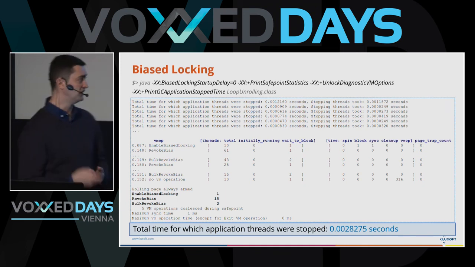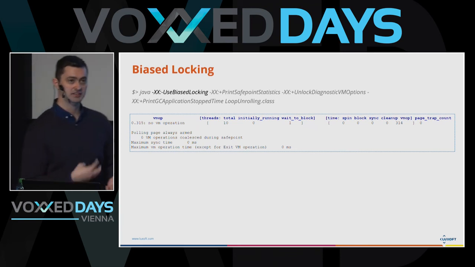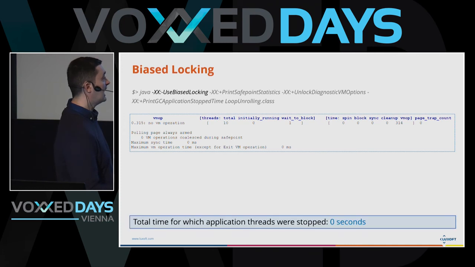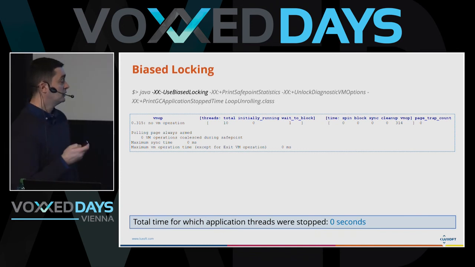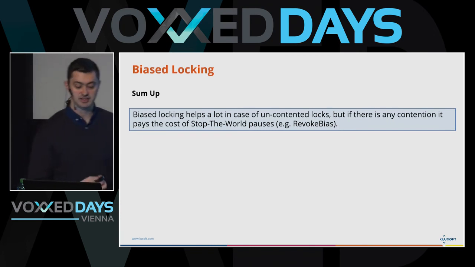biased locking mechanism. I did the same test again, but this time I disabled biased locking. I disabled it from the very beginning, and here the output is more clear, without any stop-the-world pause. So around 0 seconds approximately. So 0 seconds, which leads me to the conclusion that biased locking is a good technique.